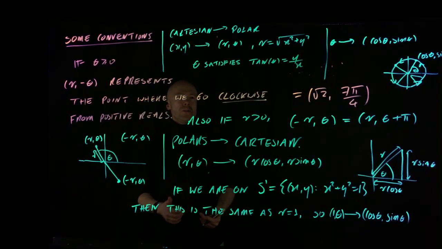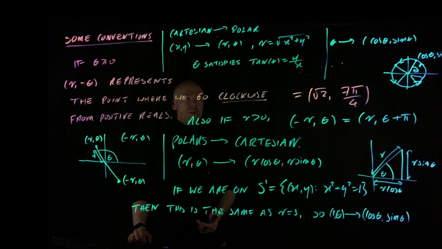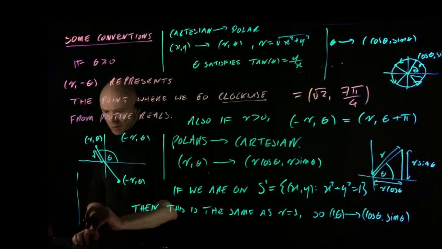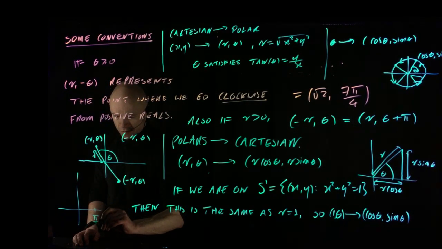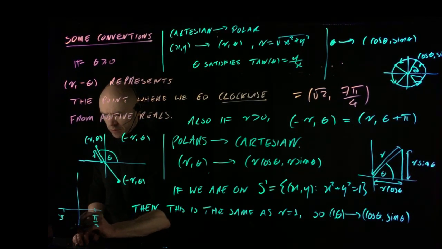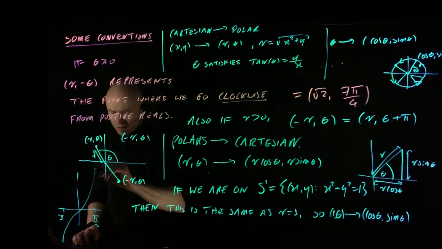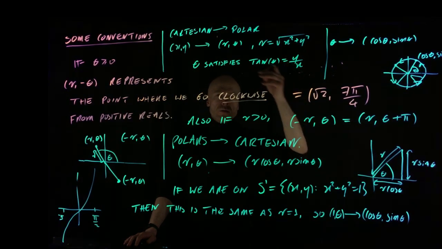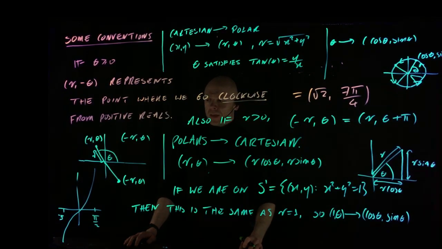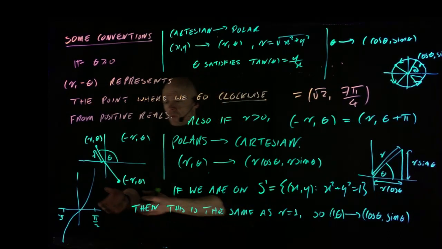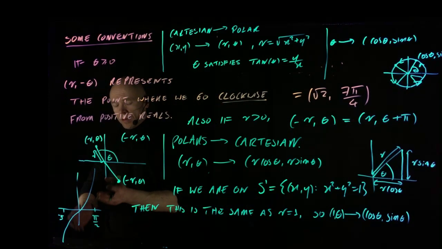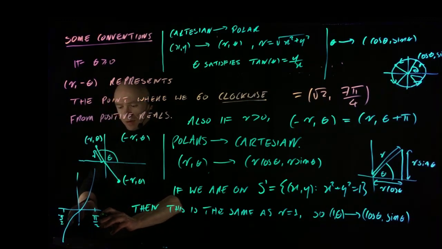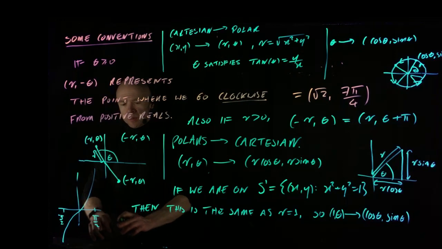However, this doesn't uniquely define theta. Because if you remember the graph of tan, I'm running really out of space, tan looks like this. This is pi over 2. This is minus pi over 2. Graph of tan looks like this. So you might be tempted to go, okay, well, theta is just arctan y over x. And that's not quite the case, because when we invert tan, we invert it just on one of its pieces. We choose this piece between minus pi over 2 and pi over 2.